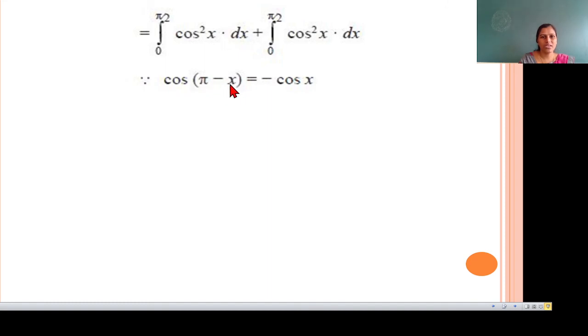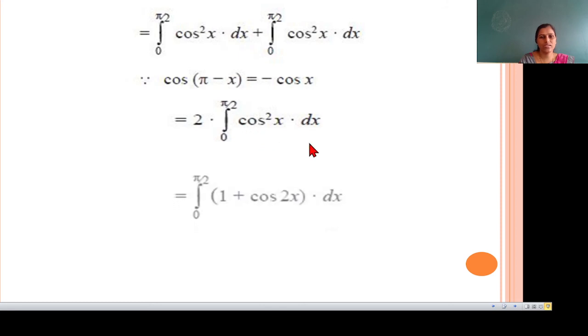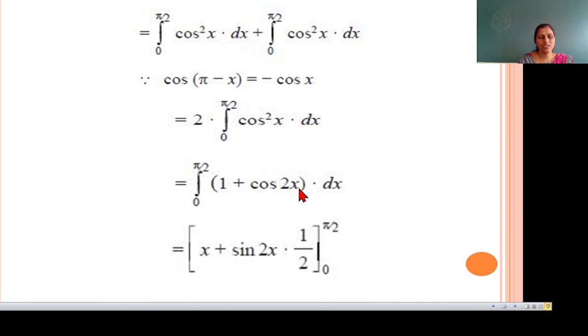Since cos of pi minus x is minus cos x, this step appears; in the second value, instead of cos of pi minus x, we get minus cos x. So from these steps, the integral 0 to pi by 2 cos square x dx appears here also. After adding these two terms, we get 2 into integral 0 to pi by 2 cos square x dx. In the next step, instead of cos square x, we are using the term 1 plus cos 2x dx.